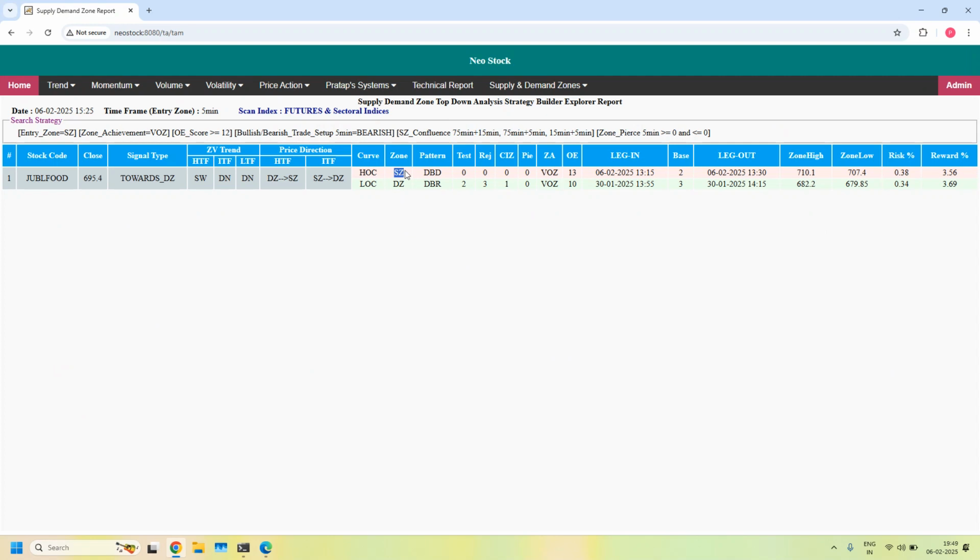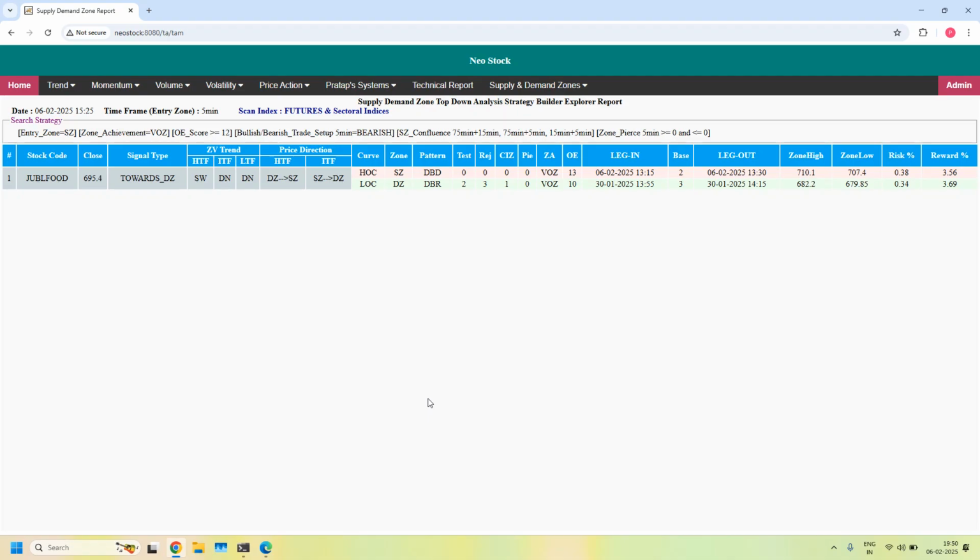And this 5 minute supply zone is overlapped with 15, both together overlapped with 75 minute supply zone. But 75 minutes trend, HTF trend, is down sideways. So EMA confluence does not give any advantage. So we are not filtering EMA. So this is about bearish trade setup for hourly income trade.